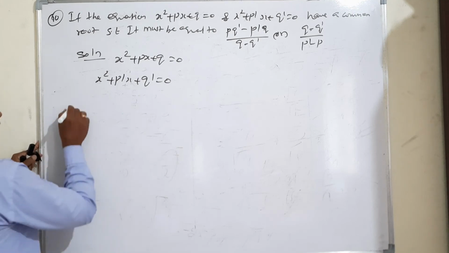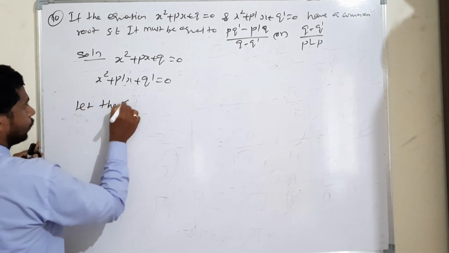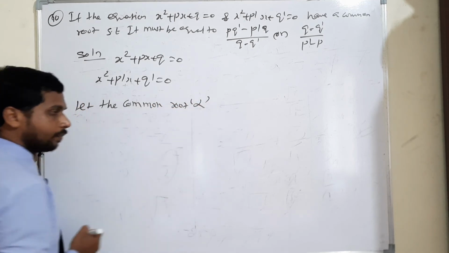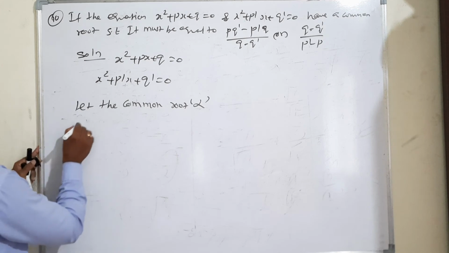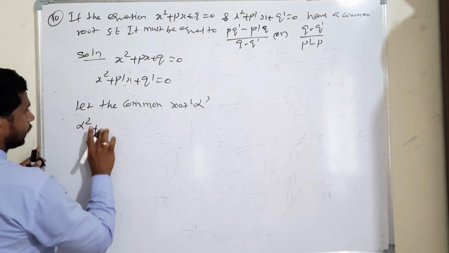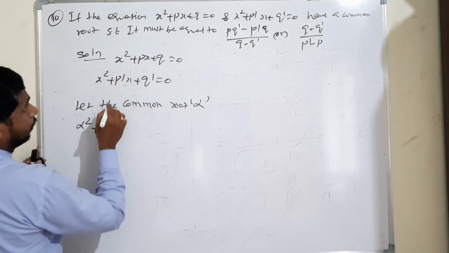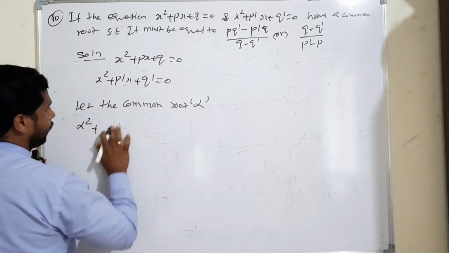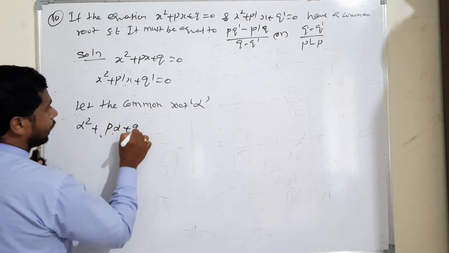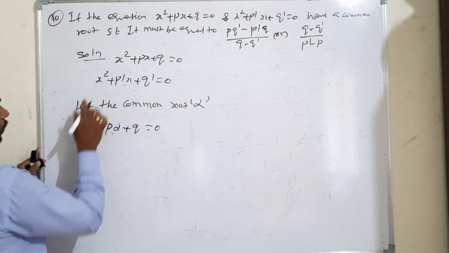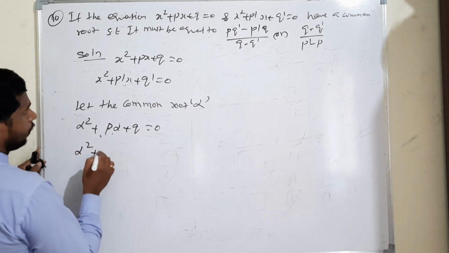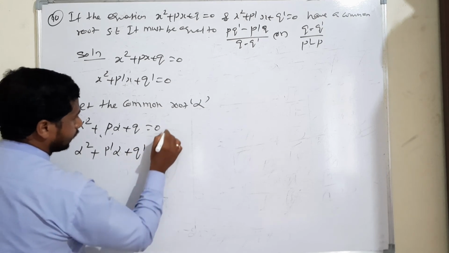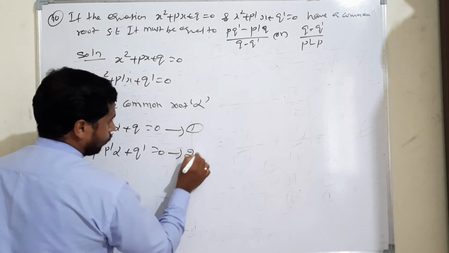Let the common root be alpha. Okay, I will consider alpha, then what will happen? So alpha square plus p alpha plus q is equal to 0. Next condition also, alpha square plus p dash alpha plus q dash is equal to 0. This is condition 1 and 2.